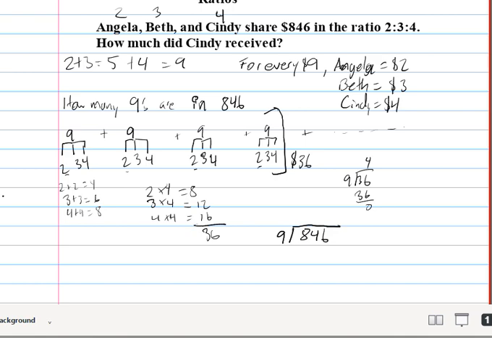You can either put a 0 there, or you don't have to put a 0 there. So you have 9 going into 84, and it's 9 times 9 is 81. So 84 minus 81 is 3. That's a 0.